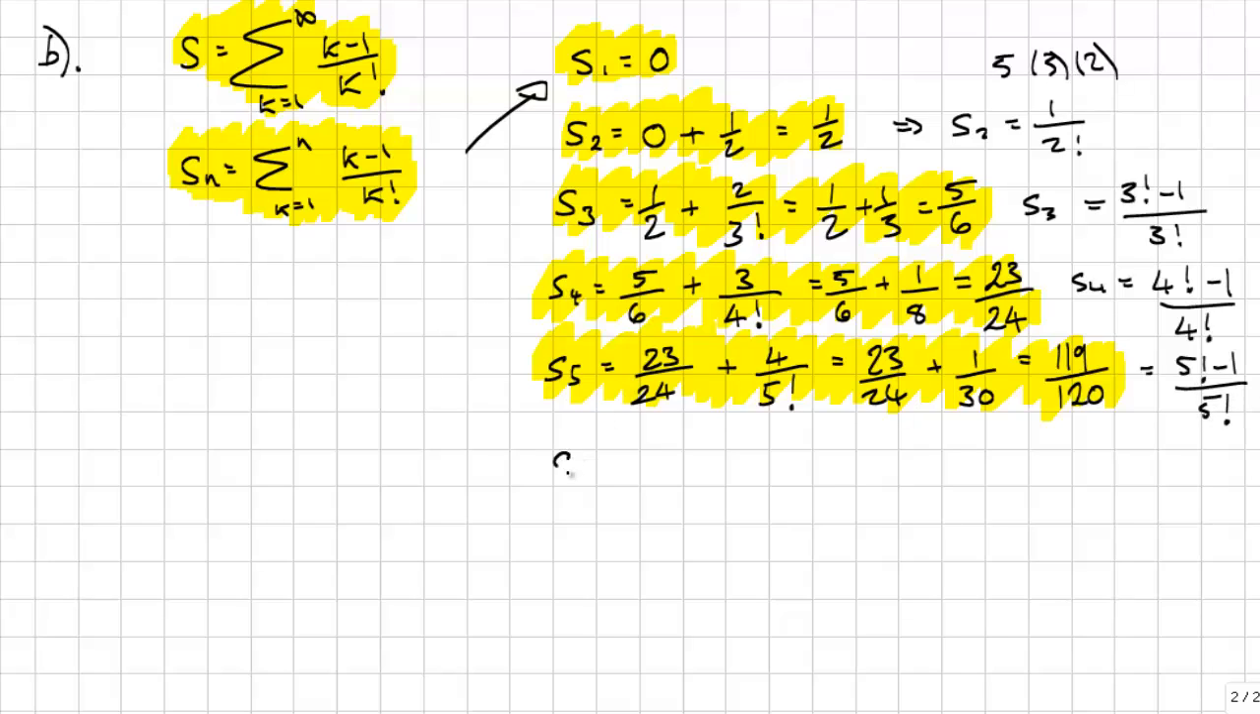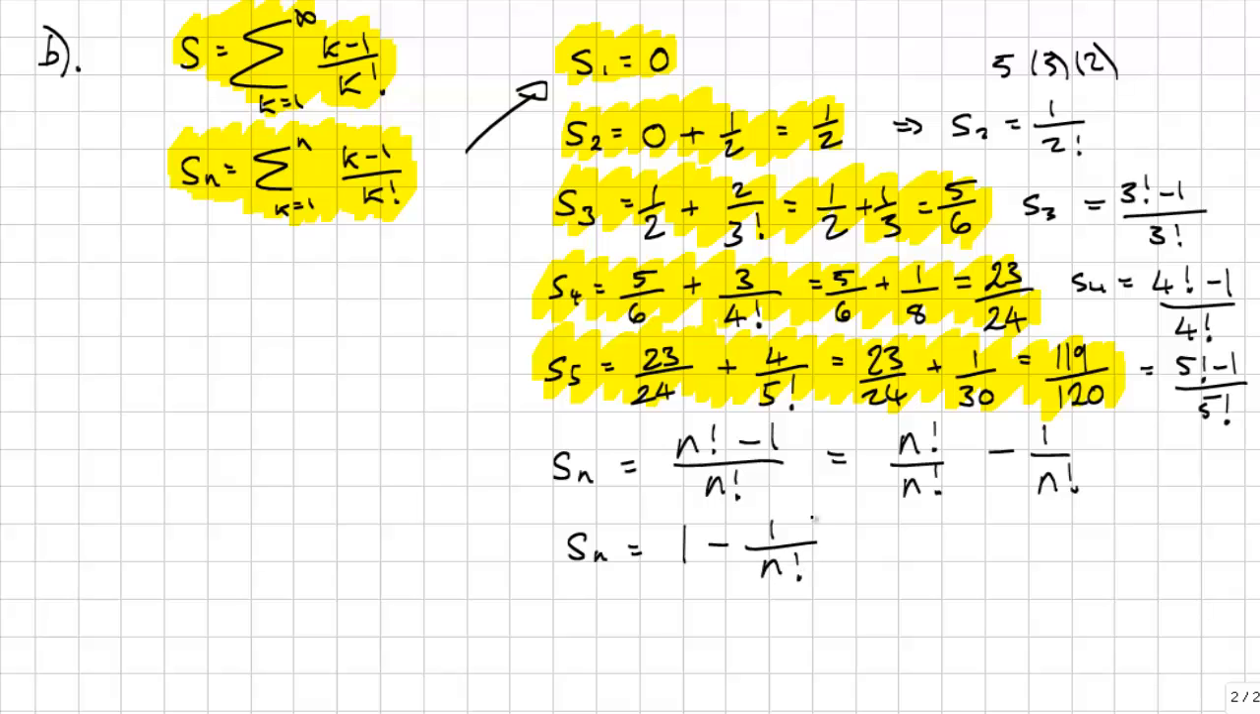That allows us to make a generalization and say that Sn will be equal to n factorial minus 1 over n factorial, which we can then simplify by breaking it up into two separate fractions as n factorial over n factorial minus 1 over n factorial, and so in fact Sn is equal to 1 minus 1 over n factorial.